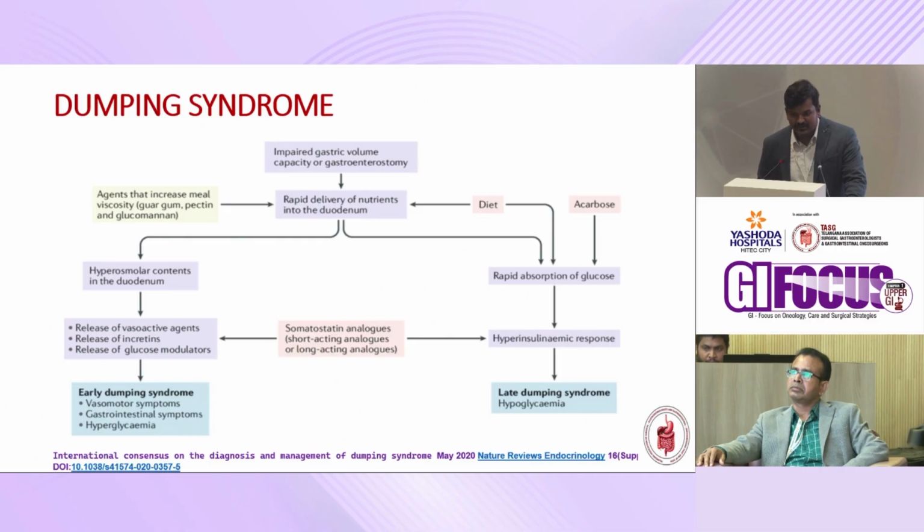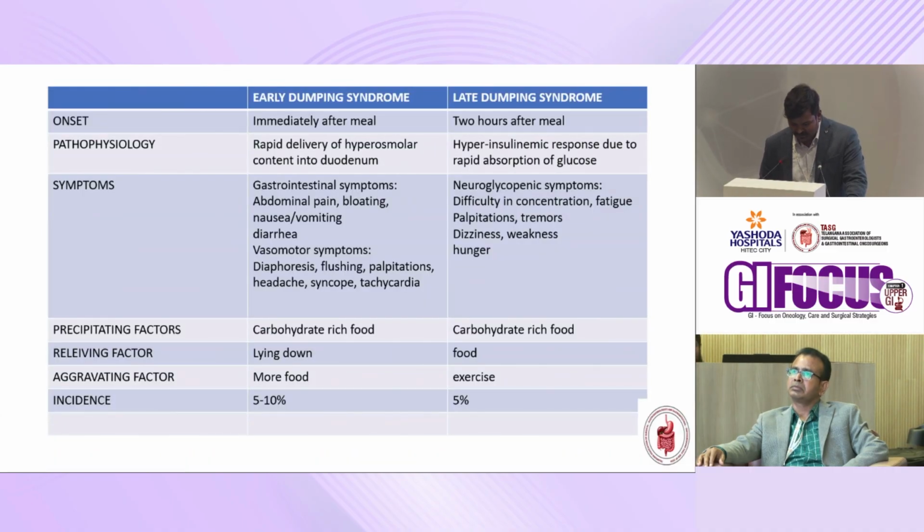And because of rapid absorption of glucose in the small intestine, there is a hyperinsulinemic response, resulting in hypoglycemia, causing neuroglycopenic symptoms. So these are the differences between early and late dumping syndrome. Usually both are precipitated by taking carbohydrate-rich food, but early dumping syndrome is relieved by lying down, and late dumping syndrome, because it is hypoglycemia, is relieved by taking food. Early dumping is aggravated by more food because osmolality will be increased, and late dumping is aggravated by exercise. Already hypoglycemia is there, so it will be aggravated.